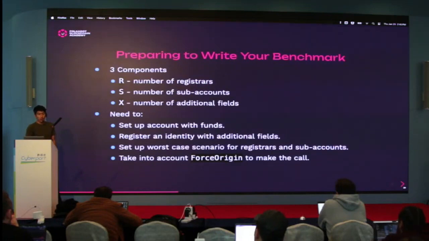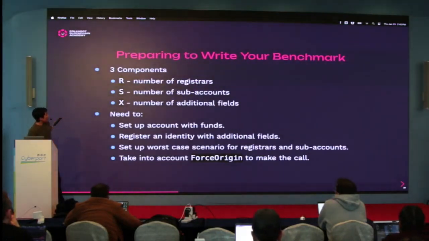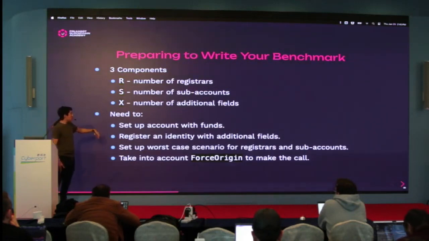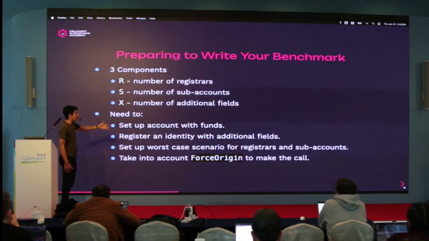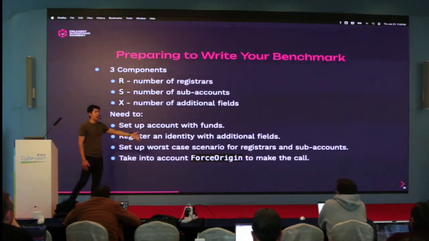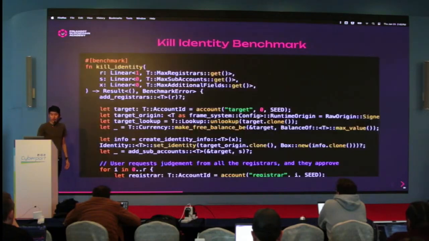So writing our benchmarks. We have the three components we want, right? R, S, and X. We need to set up an account with funds. We need to register an identity with additional fields. We need to basically set up all the worst case scenarios for registrars and sub-accounts. And we need to take into account the force origin that will succeed to make the call. Right? So here is what an identity benchmark looks like.